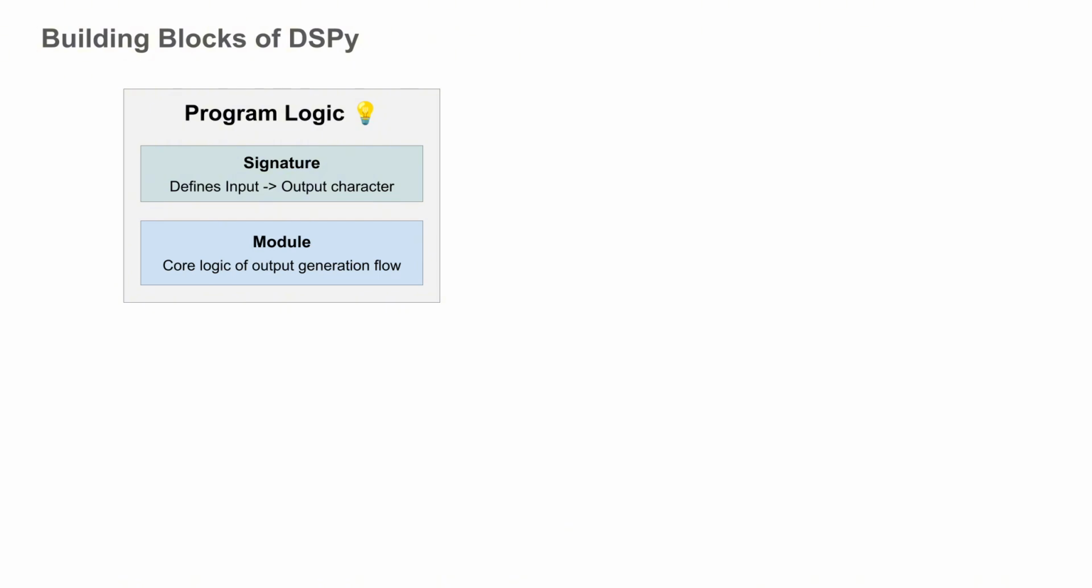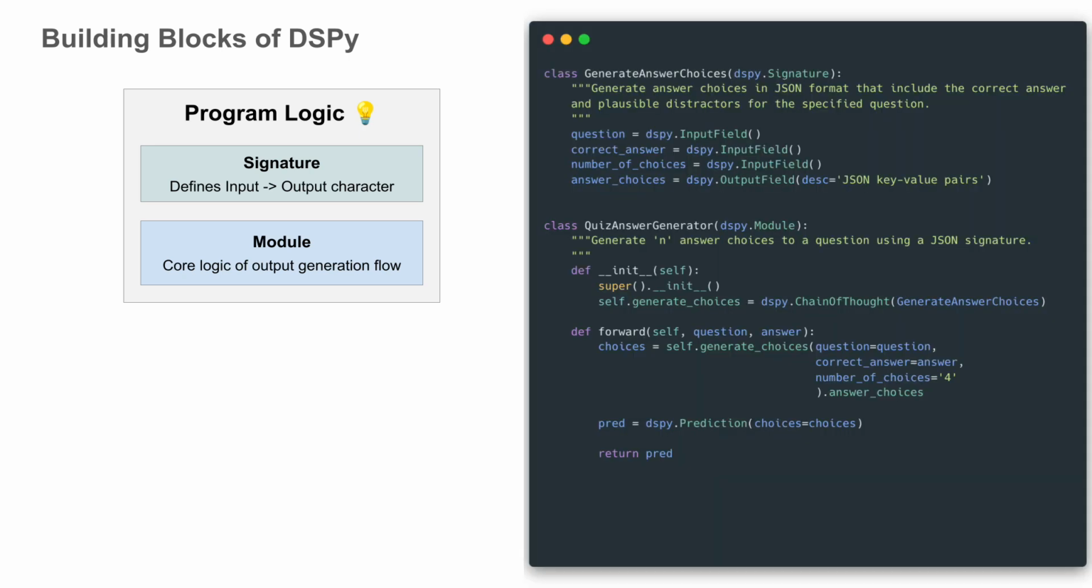Let's look at signatures and modules in the context of our math quiz generator. Our module uses an abstracted prompting technique called chain of thought to generate its output. The output is a string of new quiz answer choices. In order to get this output, we state that a number of signature inputs are required for this module, specifically the question being asked, the actual correct answer, and the number of choices we want. So, given these three inputs, the output will be the n total answer choices formatted as JSON key value pairs.